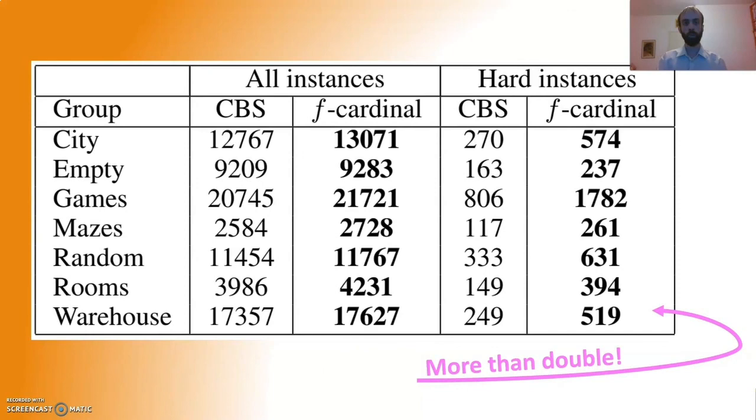In the future, we plan to use the F value of CBS nodes for other techniques, and we plan to also try to identify F cardinal conflicts using look-aheads.